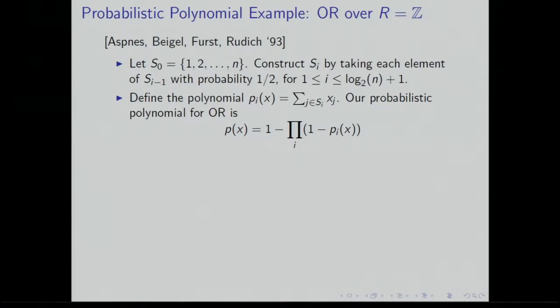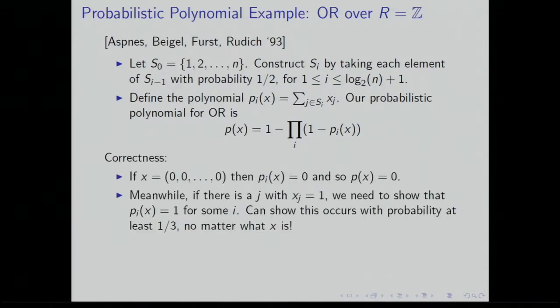Then for each of those i, we'll define an intermediate polynomial. P_i of x is the sum over just the j's in that set S_i of x_j. And then our probabilistic polynomial for OR is going to look like this. You can see it has some similar structure to our OR polynomial from before: 1 minus a product of 1 minus some things. You can tell this always has degree about log n. So it's definitely a log n degree probabilistic polynomial.